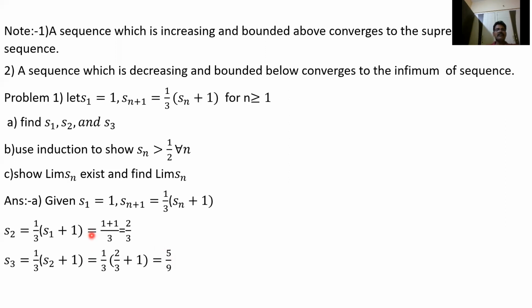So we observe here S1 is greater than S2, and S2 is greater than S3. So this is a decreasing sequence. By observing, S1 is 1, S2 is 2 by 3, S3 is 5 by 9, and S4 is 1 by 3 of 5 by 9 plus 1, which gives 14 by 27. So it is a decreasing sequence just by observation.